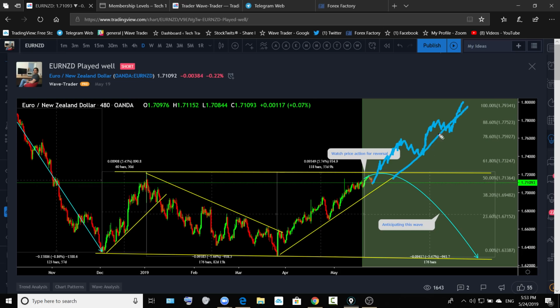Okay, it can continue. This wave is still in play. All right, we don't have a reversal so far on the Euro New Zealand dollar. It hasn't confirmed that the reversal is there. We don't have price action there, so we cannot see that the reversal has begun on the Euro New Zealand dollar.